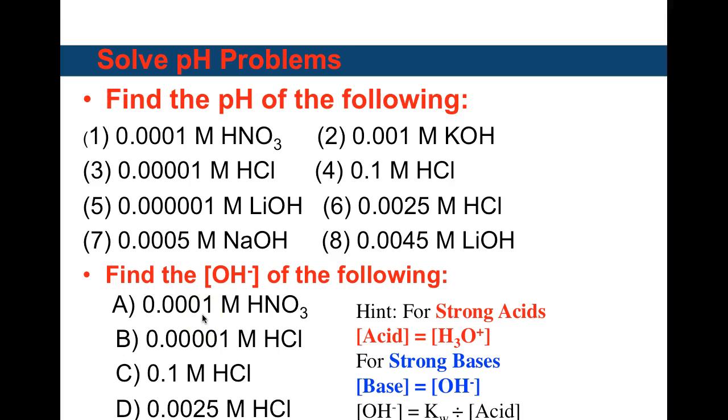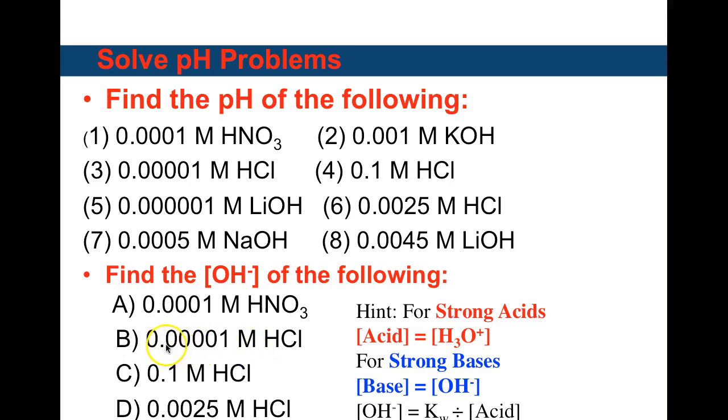Now here it says find out the OH minus. For strong acids, the acid concentration is equal to H3O plus. So if I move the decimal point 4 spots here, that's 1 times 10 to the negative 4. That's my H3O plus concentration. So therefore 14 minus the 4, therefore the OH minus is going to be 1 times 10 to the negative 10.